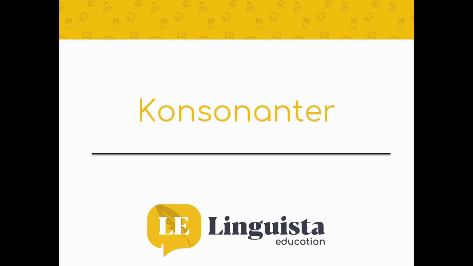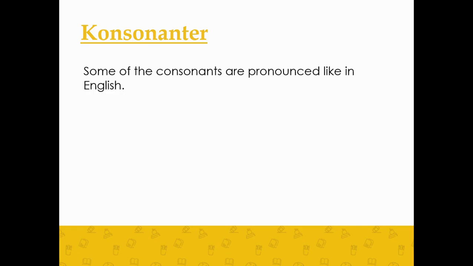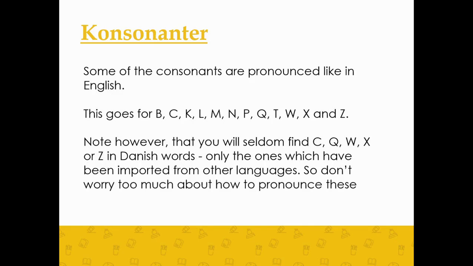Now, let's look at consonants. Some of the consonants are pronounced like in English. This goes for B, C, K, L, M, N, P, Q, T, W, X, and Z. Note, however, that you will seldom find C, Q, W, X, or Z in Danish words, only the ones which have been imported from other languages. So don't worry too much about how to pronounce these.